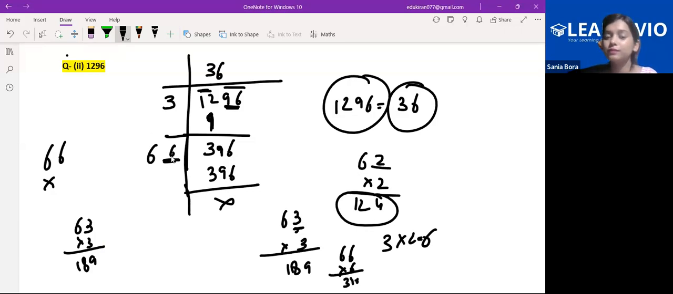Clear? Yes, ma'am. Okay, don't worry. For finding 6, you had to do 3 into 2, right?